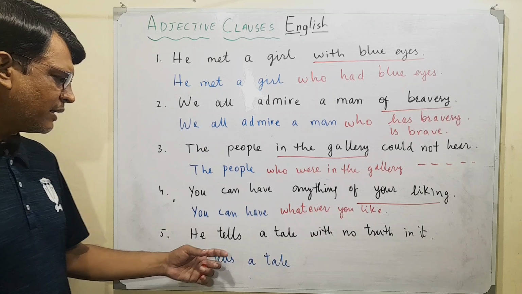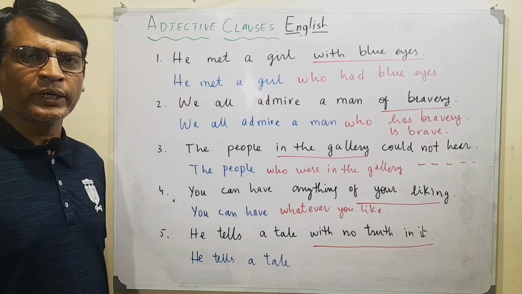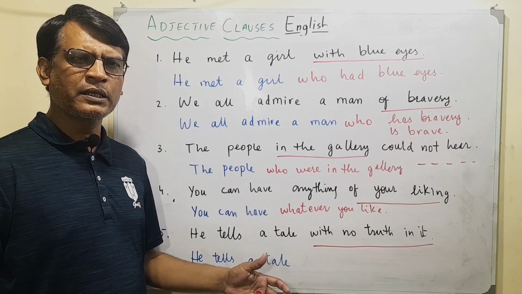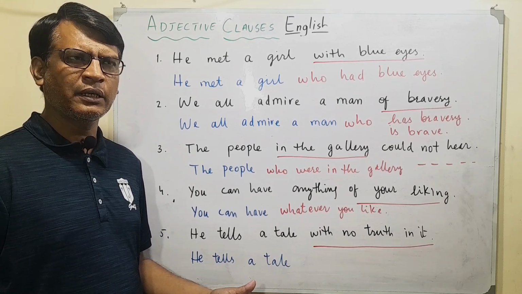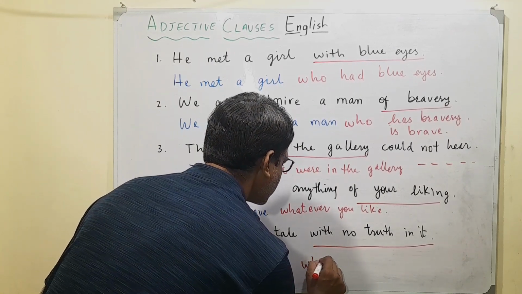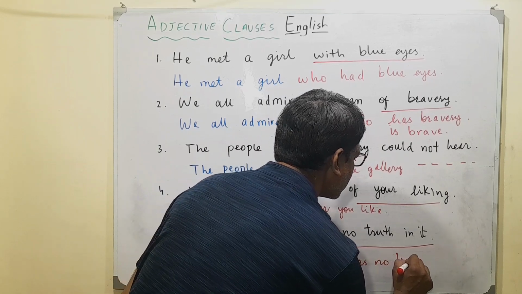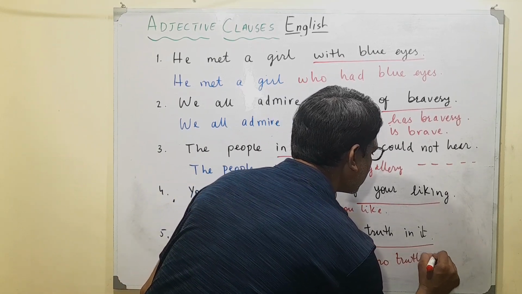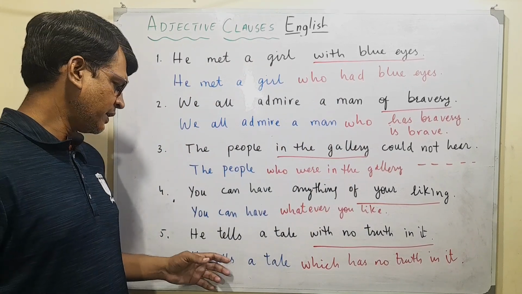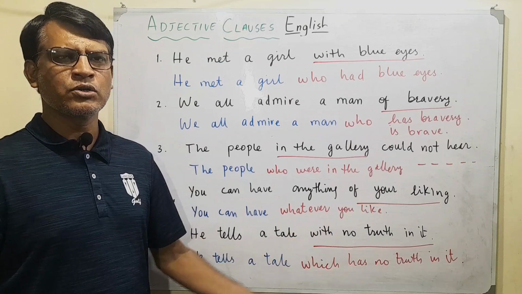And the last is, he tells a tale with no truth in it. So he tells a tale. Let's think. He tells a tale which has no truth in it. Okay. So we say he tells a tale with no truth in it. He tells a tale which has no truth in it.